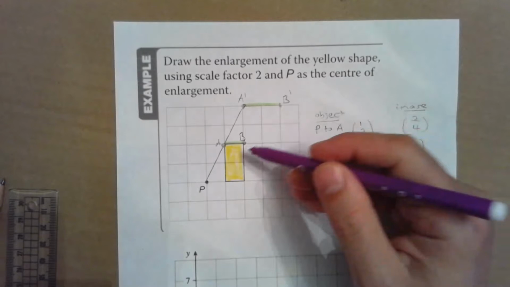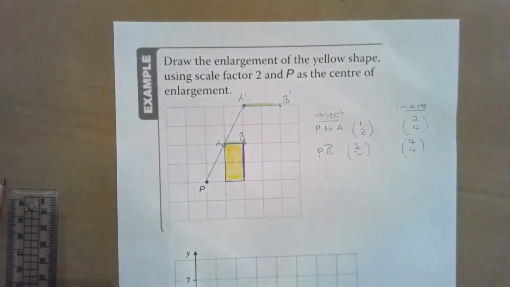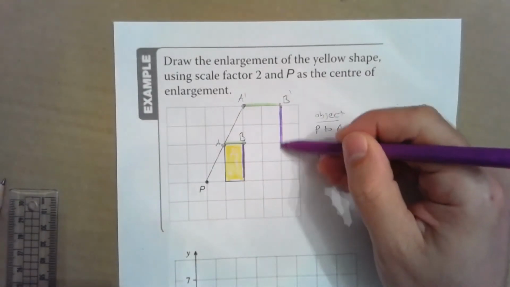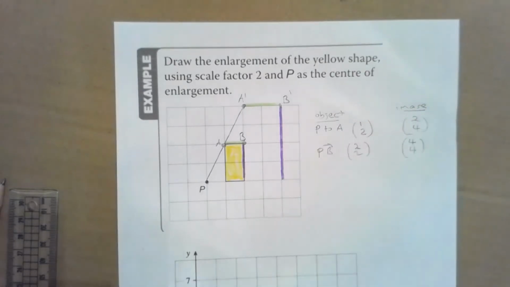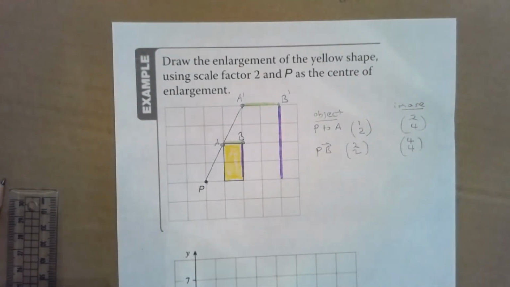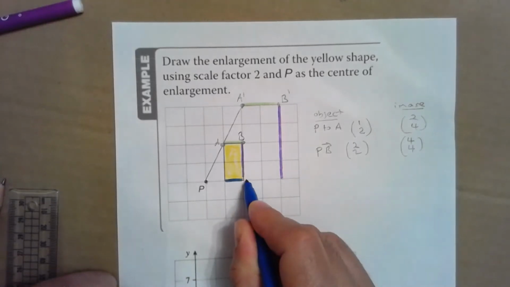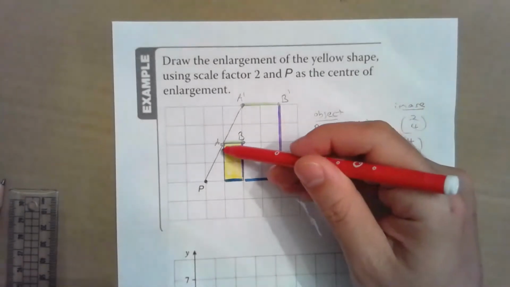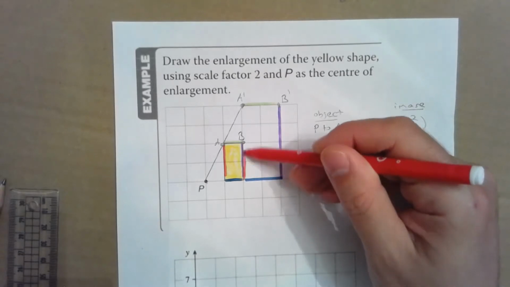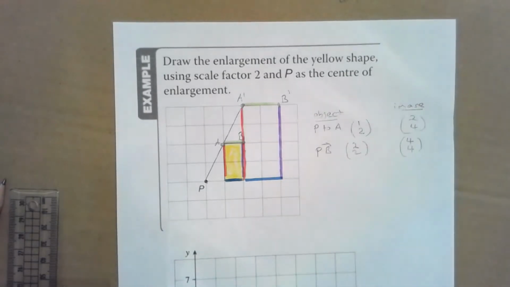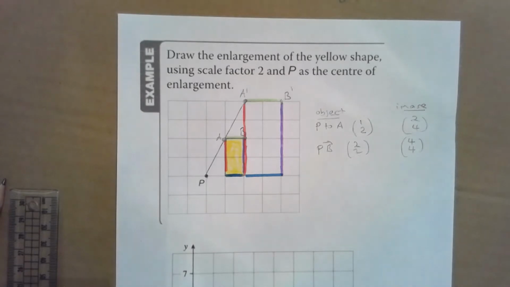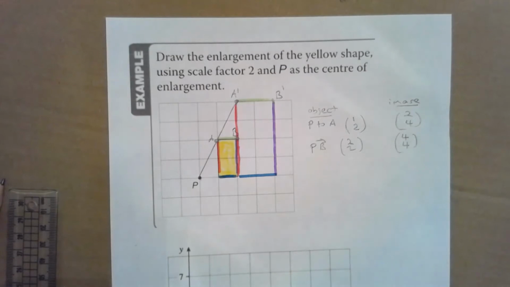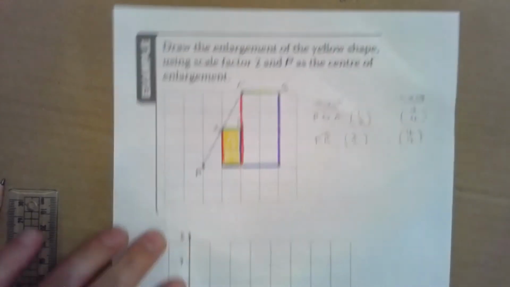So twice the size, so that's 2 squares, so we're going to get 4 squares down here. And then that's 1 square, so we're going to get 2 squares here. And then that's 2 squares, so we're going to get 4 squares there. Okay, so this is the image that we get after the enlargement. Okay, so let's look at another example.